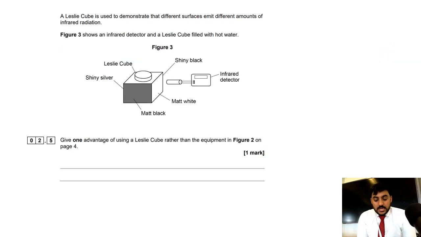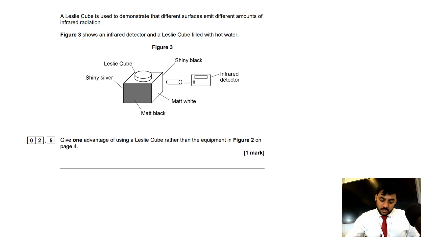Next. In this diagram, you've seen a Leslie cube used to test how different surfaces emit different amounts of infrared radiation. This is the practical that we've done in school. Figure 3 shows the infrared detector a distance away from the Leslie cube, and it's filled with hot water. It's asking, give one advantage of using the Leslie cube rather than the equipment and the setup that we used in figure 2 a couple of pages ago. So the question really is, why is this a better test?